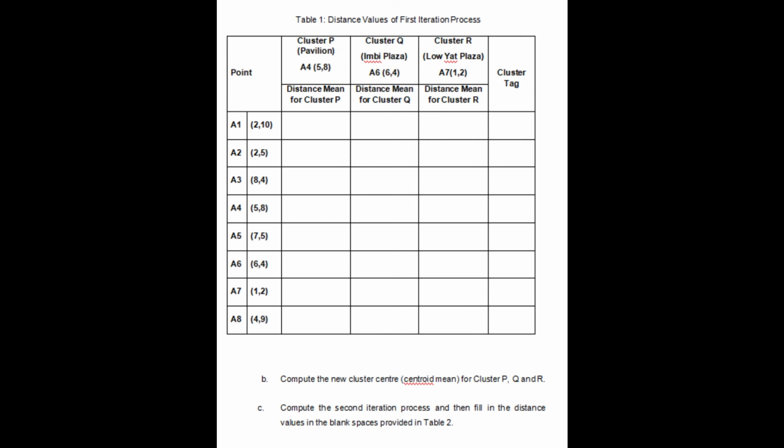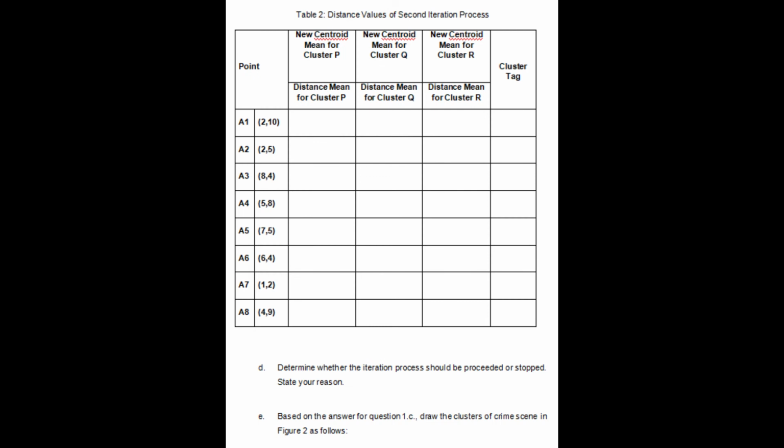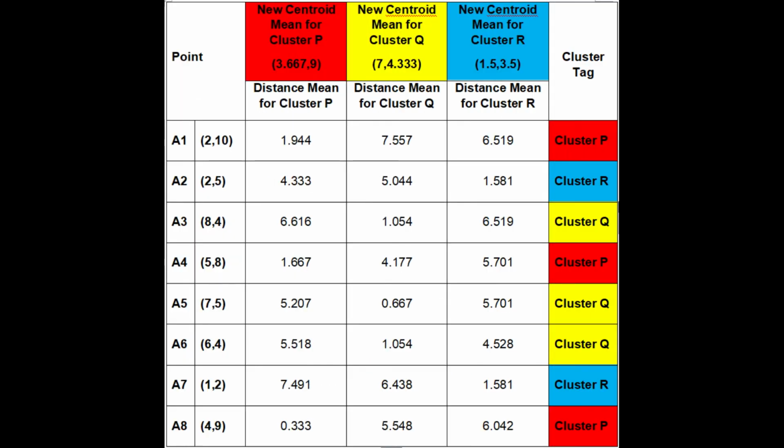Question C. Compute the second iteration process and then fill in the distance value in the blank space provided in table 2. To answer question C, the process to calculate the distance value are the same as in question 1, but the difference is that there are new centroid means for each cluster. So this is the complete data for table 2, and as we can see, the cluster tag for each point remains the same.